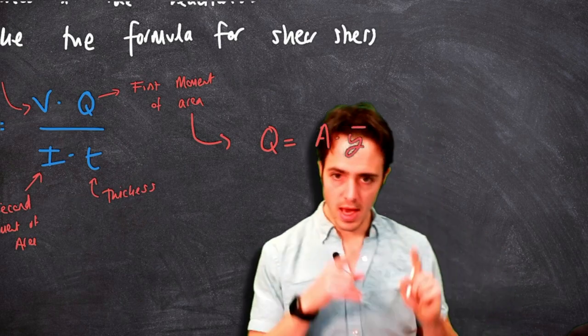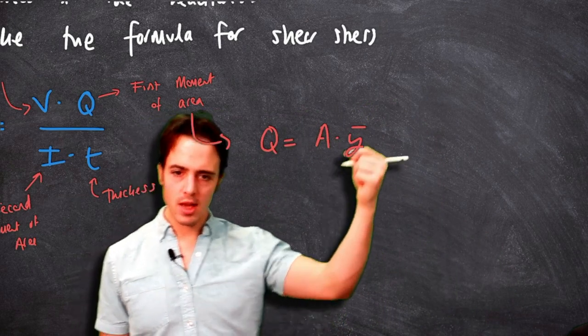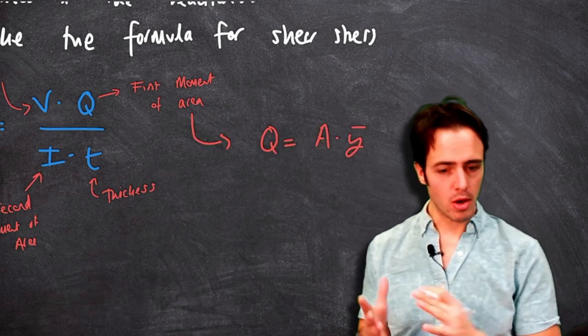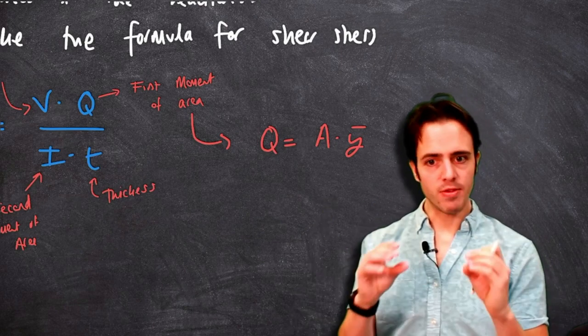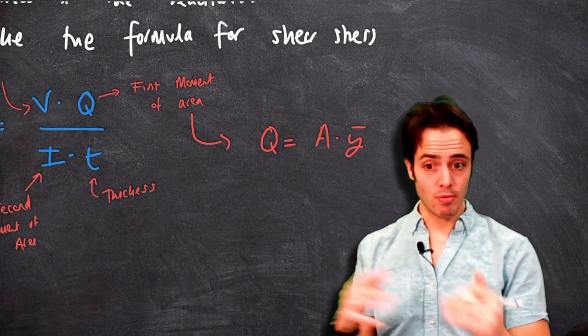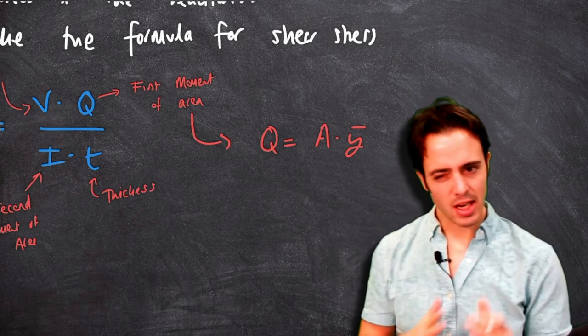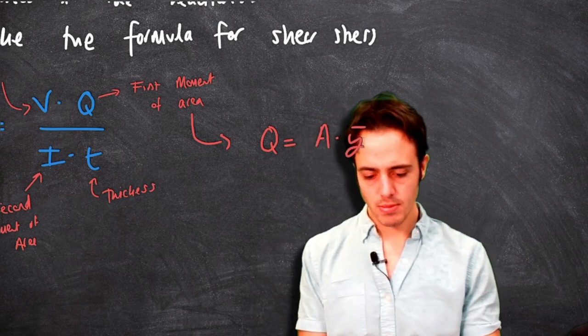Q is equal to the area of an object multiplied by the distance from its centroid to the centroid of the object in general. So for a simple object like an I-beam, we can work out the first moment of area of the different rectangles that make up an I-beam, and we can then work out the first moment of area. And I'll include some examples for that in the accompanying notes as well.